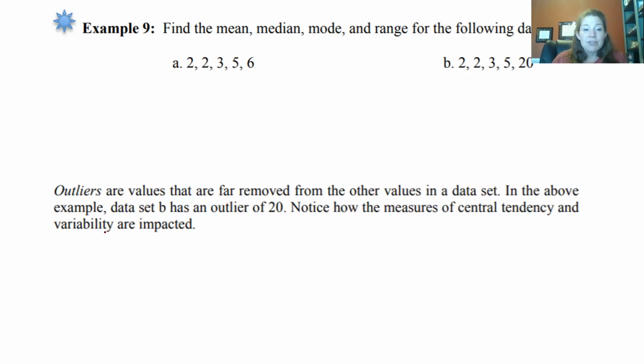So it says outliers are values that are far removed from the other values in the data set. In the above example, data set B has an outlier of 20. Notice how the measures of central tendency and variability are impacted. So like I said, the mean and the range show the big difference in variability because of the outlier of 20 in the second set of data.